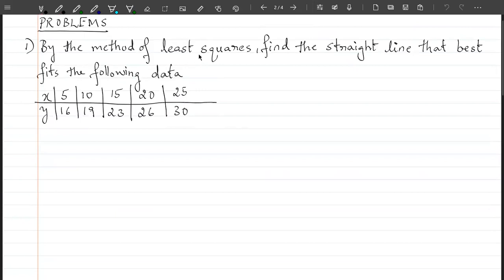By the method of least squares, find the straight line that best fits the following data. So they have given you a few values of x and a few values of y. So let's take the equation y equal to ax plus b, and let this be the equation of the straight line. Now after you take this equation, the next thing you have to do is construction or writing the normal equations. So how do you write the normal equations? I have already told you.